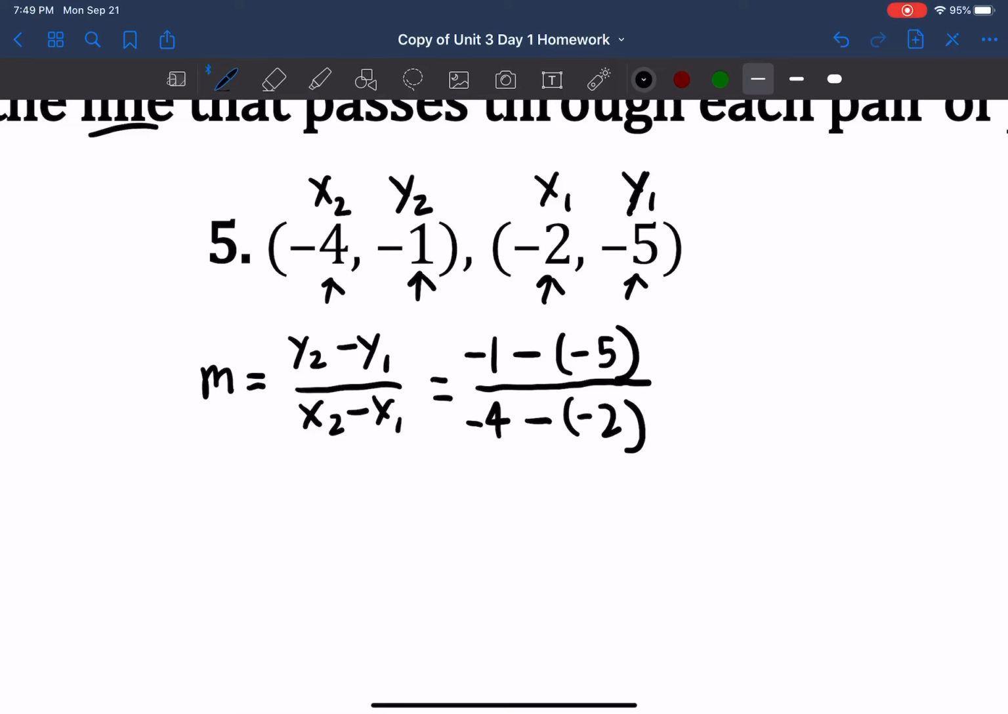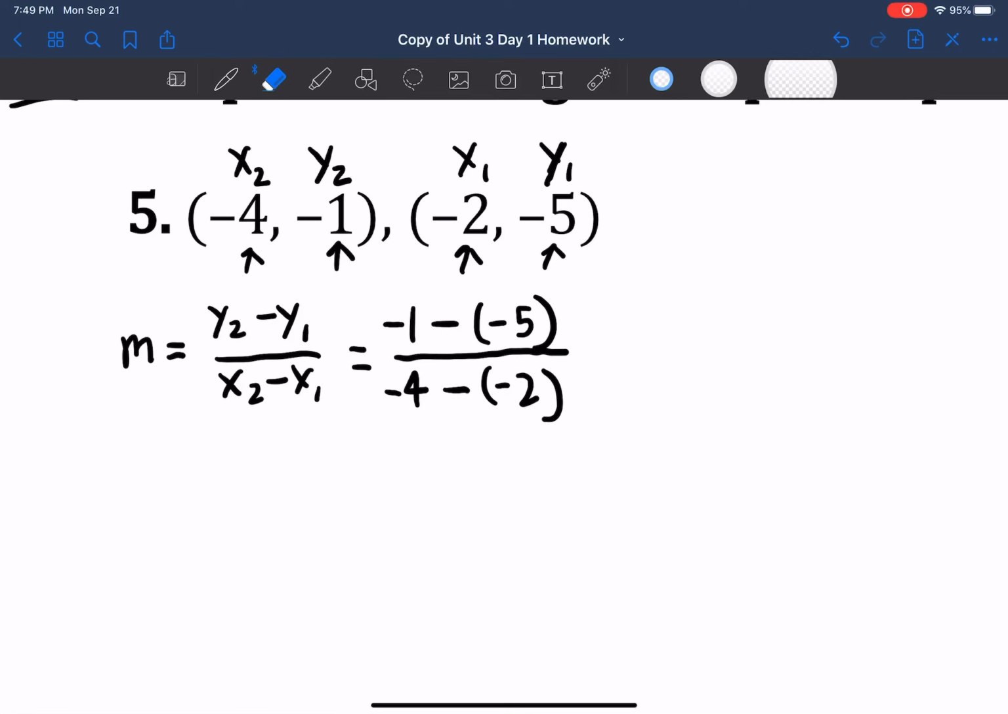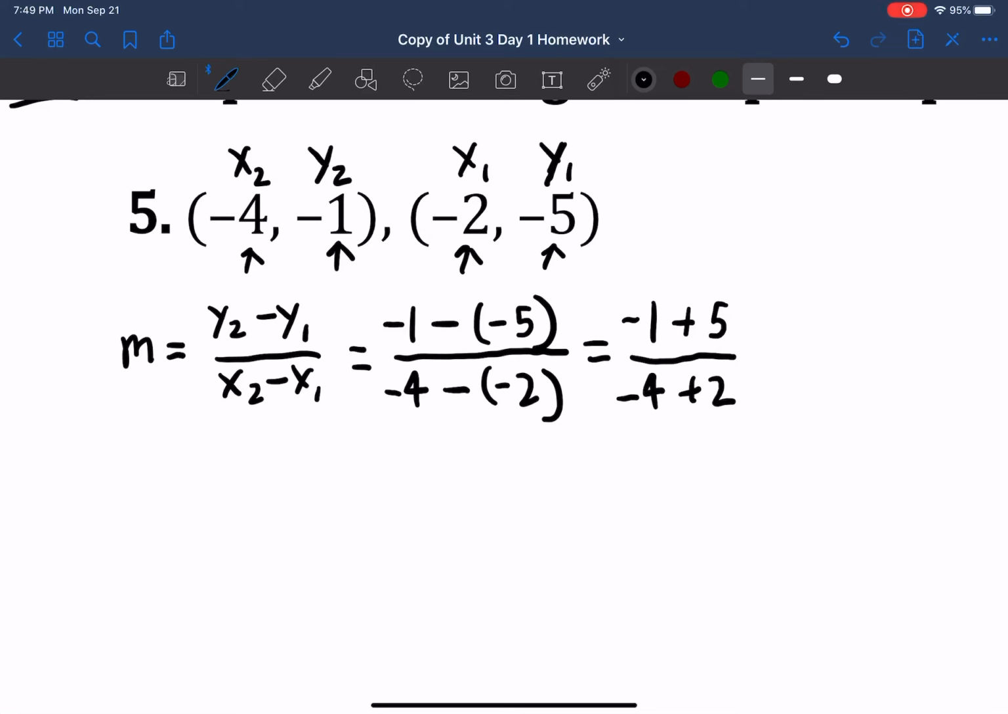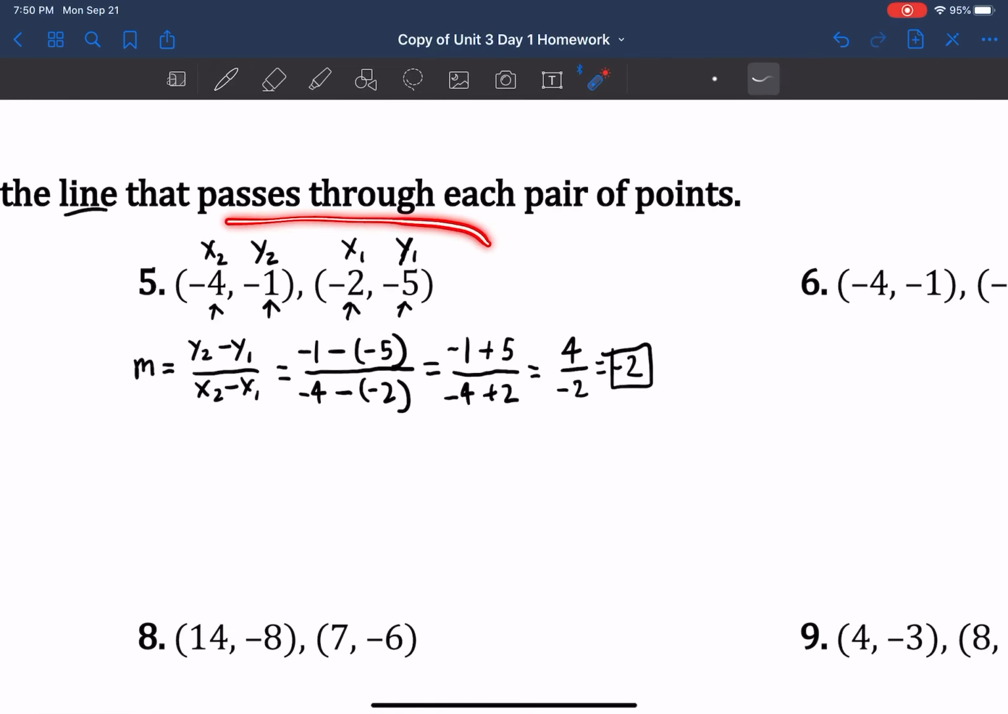So subtracting a minus is the same thing as adding. So this is the same as negative 1 plus 5 over negative 4 plus 2. So subtracting a negative is the same as adding. So this is 5 minus 1 is 4. 2 minus 4 is negative 2. And this is going to come out to 4 divided by negative 2, which is negative 2. So the slope of the line passing through these 2 points is negative 2.